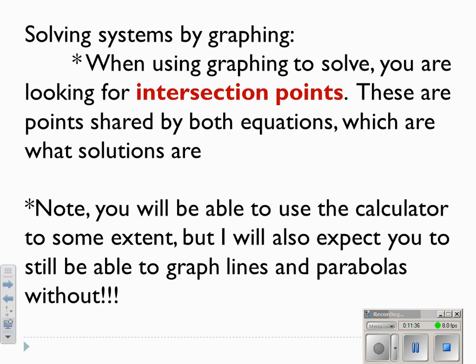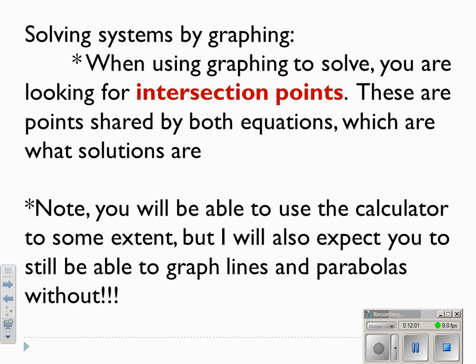Now, the graphing method. When using the graphing method to solve, you are looking for the intersection points of the graphs. If two lines, or a parabola and a line, or two figures intersect, that spot where they intersect, that coordinate, satisfies both functions or both equations. So they're going to be your answers or your solutions.